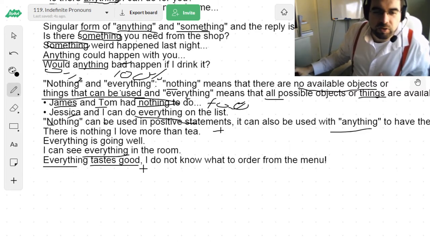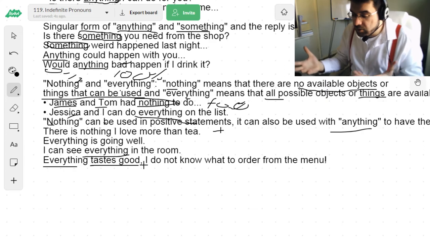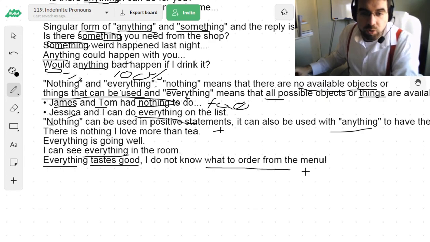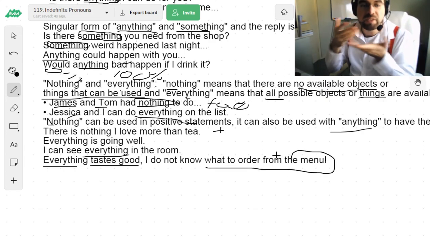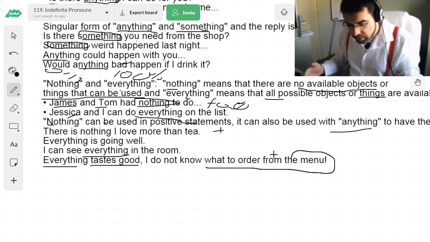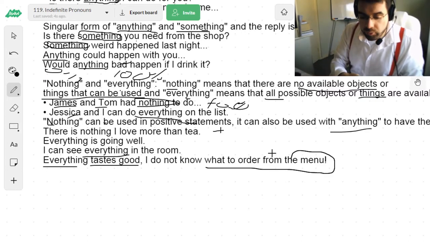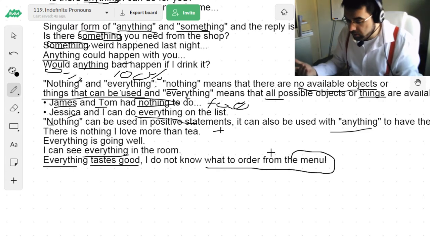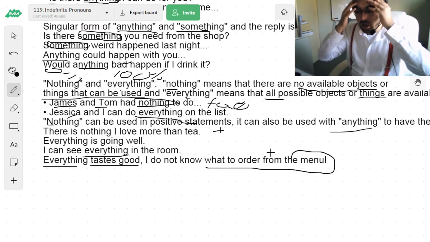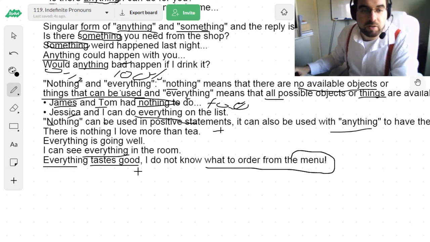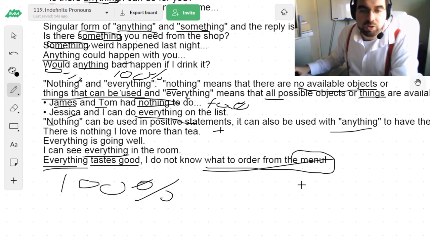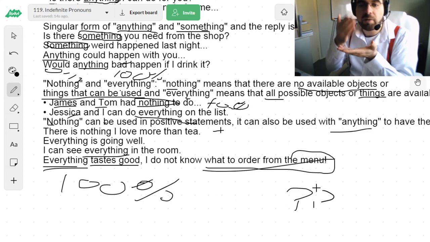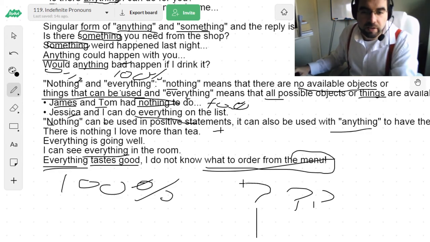Everything tastes good. I don't know what to order from the menu. I'm numb to eat. It all tastes good. Everything looks good. Everything is really good. I'm spoilt for choice. Oh, I don't know. Everything tastes good. I don't know what to order. What to eat. What shall I order? Don't know.